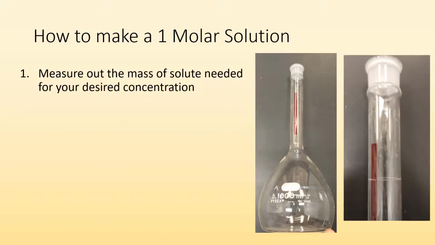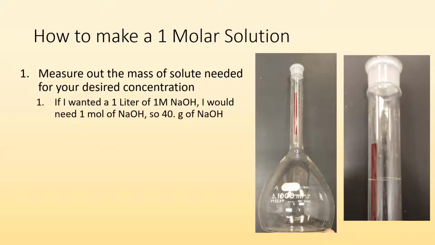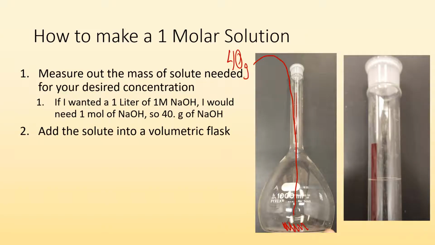First, you measure out the mass of solute needed for your desired concentration. So if I wanted to make 1 liter of 1 molar sodium hydroxide, I would need 1 mole of sodium hydroxide, which is 40 grams. So I would take 40 grams of sodium hydroxide and I would put it in this volumetric flask. So now it's chilling at the bottom.